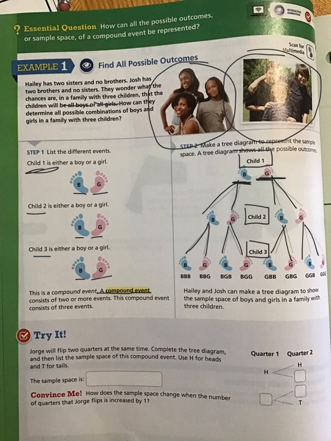Okay, so I'm going to get a different color here. So if we look at this, first possibility is a boy with the first child, a boy with the second child, and a boy with the third child. That's boy, boy, boy for all 3 kids. Next possibility is a boy with the first child, a boy with the second child, and then a girl with the third child. So now I've got boy, boy, girl.